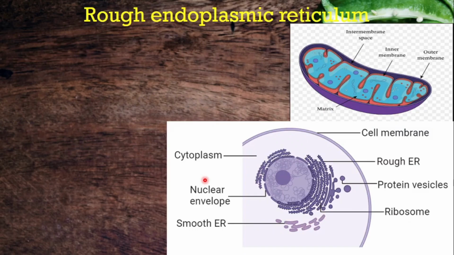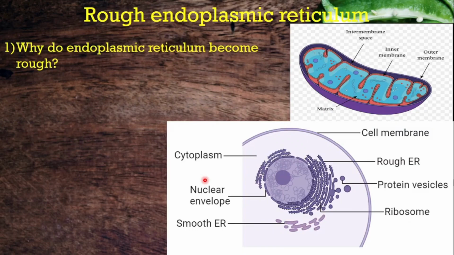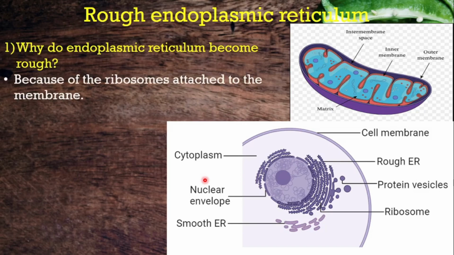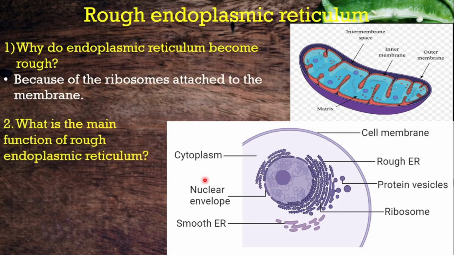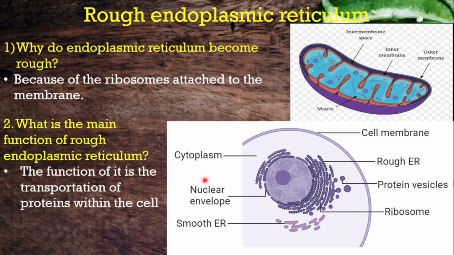Next one, rough endoplasmic reticulum. Why does endoplasmic reticulum become rough? In the last slide also I explained, because of the ribosomes attached to the membrane. What is the main function of rough endoplasmic reticulum? Remember this one. The function of it is the transportation of proteins within the cell. I highlight here proteins within the cell.